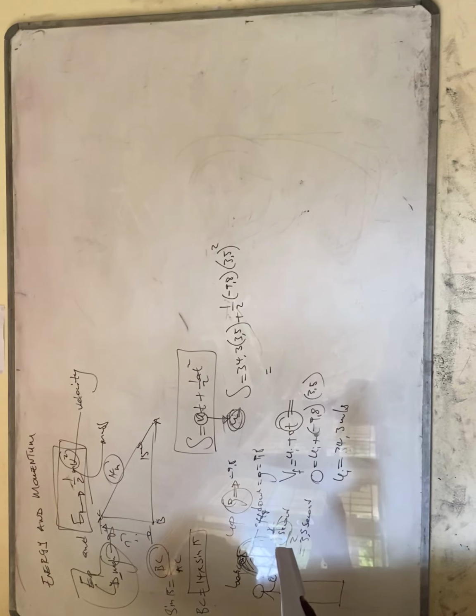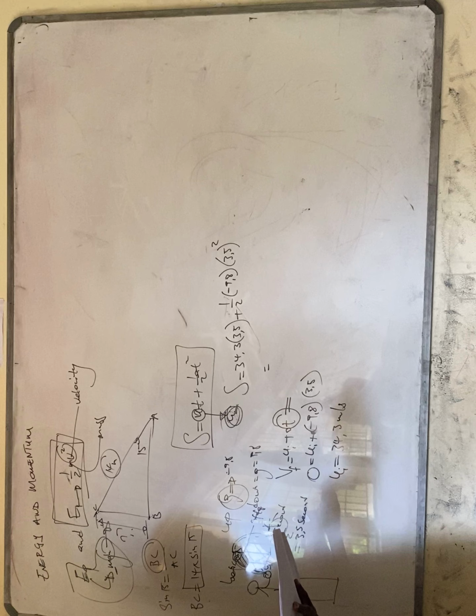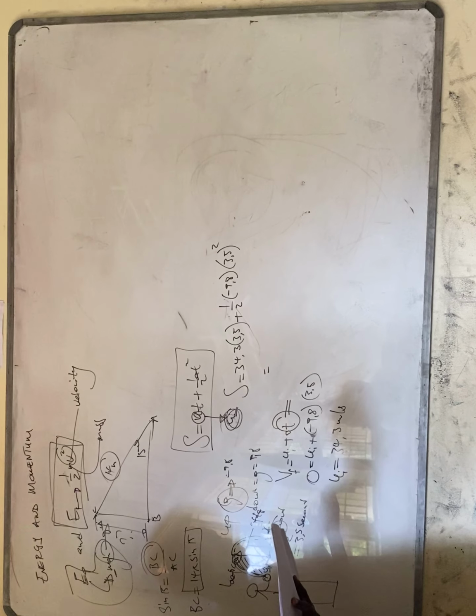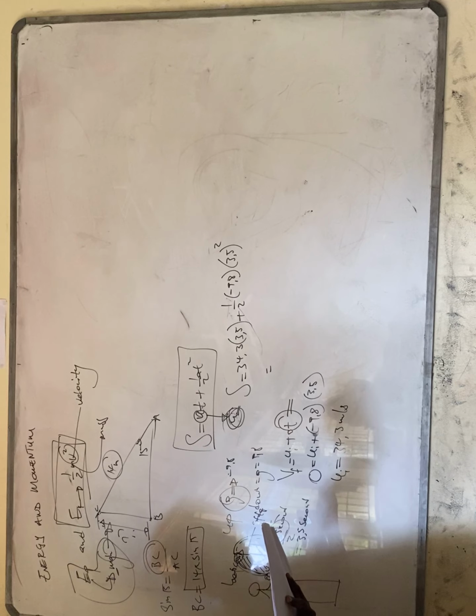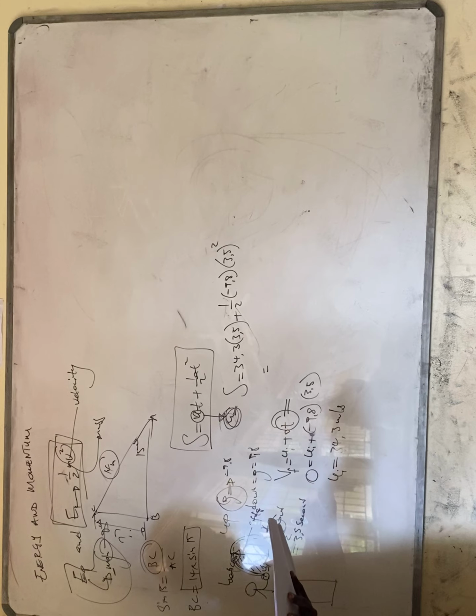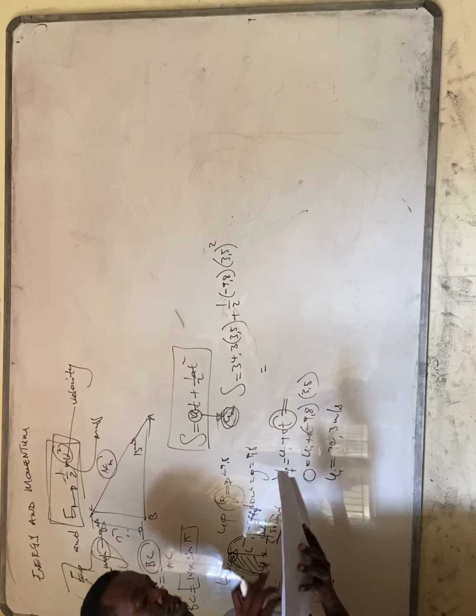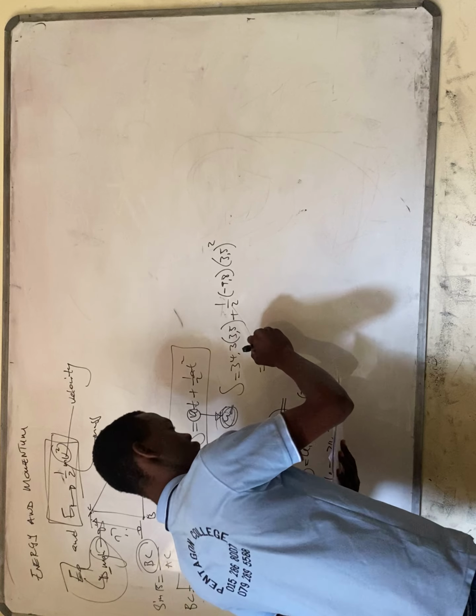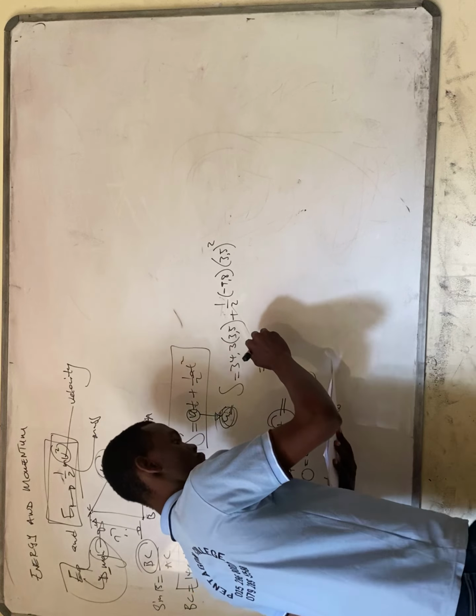7.3 into 3.5 plus 1 over 2 multiplication of negative 9.8 into 3.5 squared, which is 60.065 meters. This is our answer.